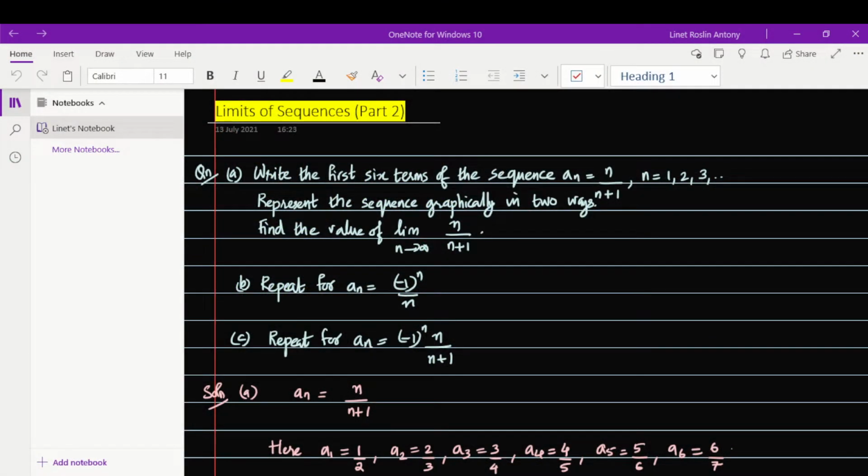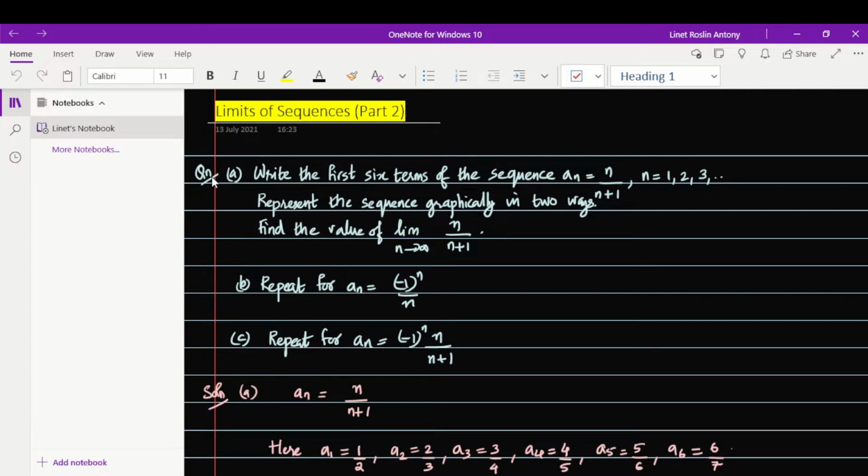Hello students, today we are going to see how we can officially define the limit of a sequence and also how to calculate limits of powers and how to use the comparison test to find the limit of a sequence. So first, let's work out a question.